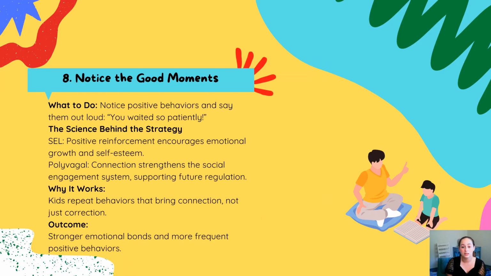We also want to notice the good moments. So don't only talk to your child about what went wrong. Notice when they handle a situation well and tell them, "You waited so patiently in line. You did a good job calming yourself down with your coping skills." This reinforces the behavior that you want to see. SEL uses positive reinforcements to build emotional skills and self-esteem, and in polyvagal terms, moments of connection strengthen the systems that keep us calm and engaged. Over time, this means more cooperation and fewer emotional blow-ups.